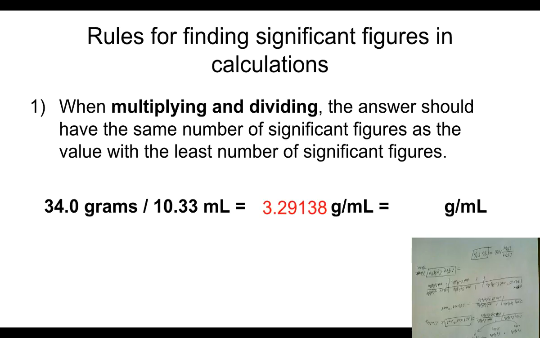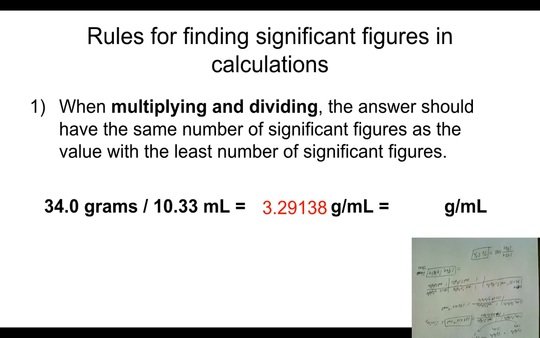Well, you should get something like this in your calculator: 3.29138. So in the past, maybe a teacher said, well, just round it to 2 decimal places or round it to 3 decimal places or something like that. Not anymore. In chemistry, we go by significant figures. So you have to look at your problem. 34.0, how many significant figures is that? Well, that's 3 significant figures.